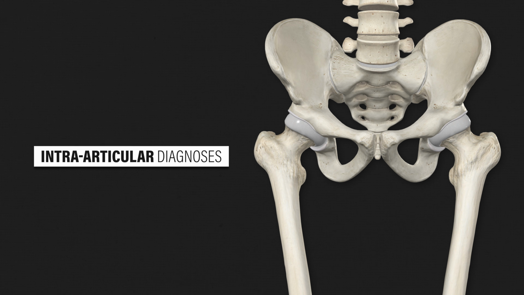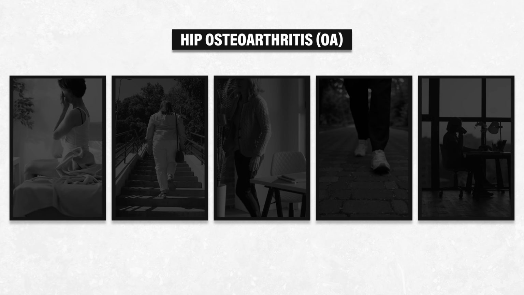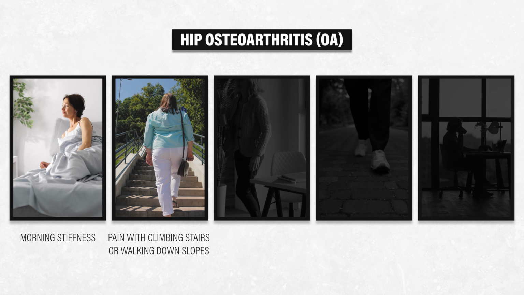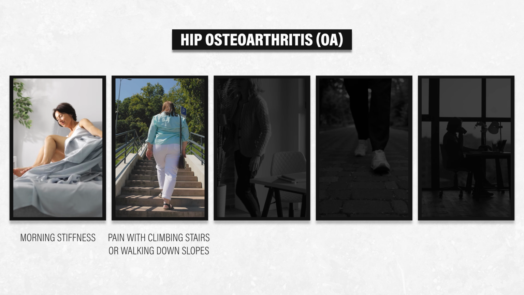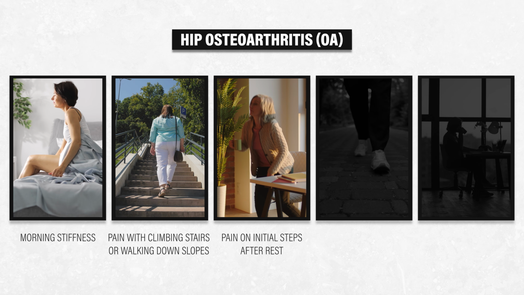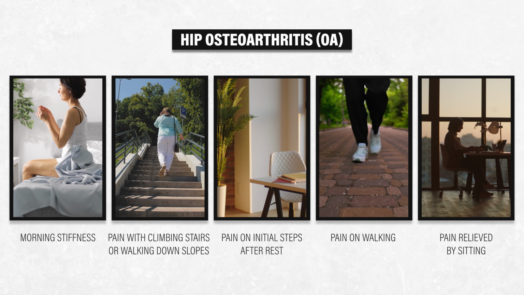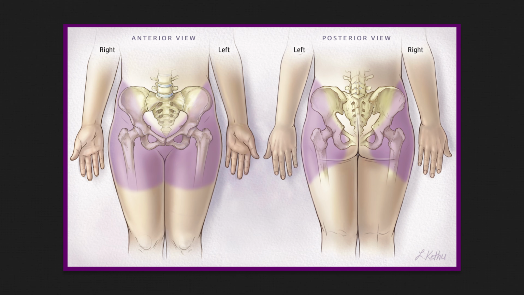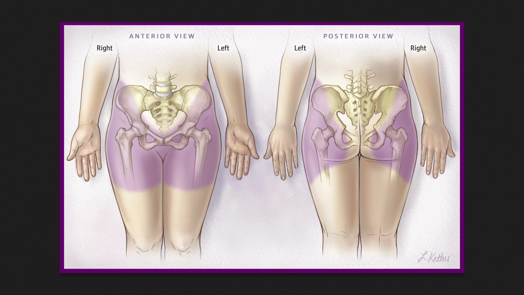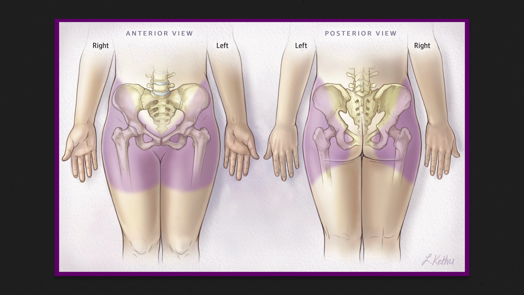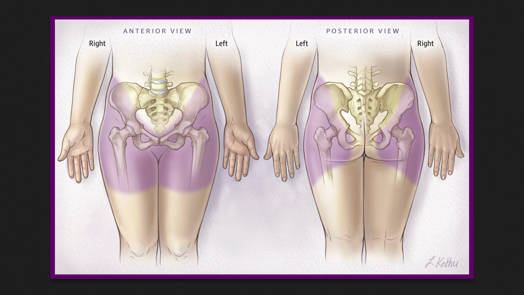Let's begin with the intra-articular diagnoses. Symptoms associated with hip osteoarthritis include morning stiffness, pain with climbing stairs or walking down slopes, pain on initial steps after rest, pain on walking, and pain relieved by sitting. Groin pain is most common, but individuals may also report pain in the buttock region, thigh, or knee.